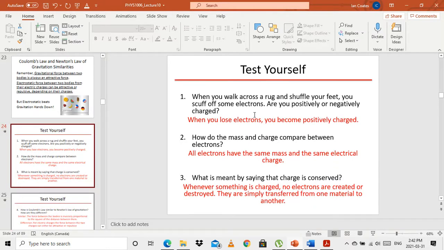When you walk across a rug and shuffle your feet, you scuff off some electrons. Are you positively or negatively charged?